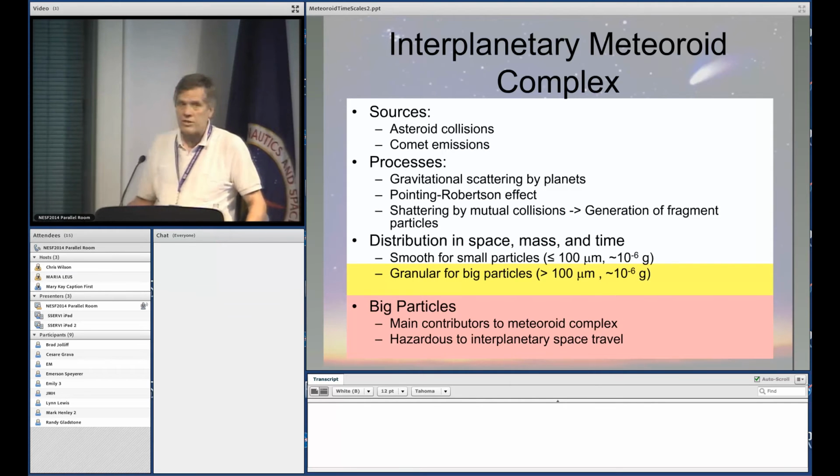But for the exploration aspect, there is another important aspect. The big particles, bigger than about a tenth of a millimeter, up to a centimeter and more, they pose a hazard. We better know where they are, where to expect those.